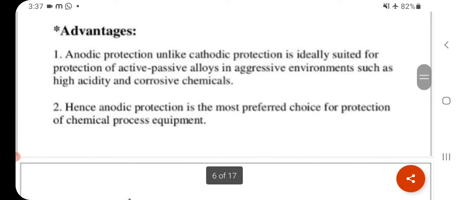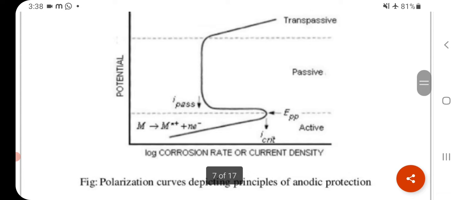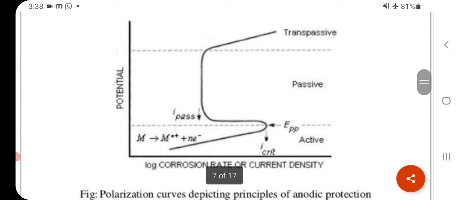Advantages of anodic protection. Anodic protection, unlike cathodic protection, is ideally suited for protection of active-passive alloys in aggressive environments such as high acidity and corrosive chemicals. Hence, anodic protection is the most preferred choice for protection of chemical process equipment. This is the log corrosion rate versus current density graph.